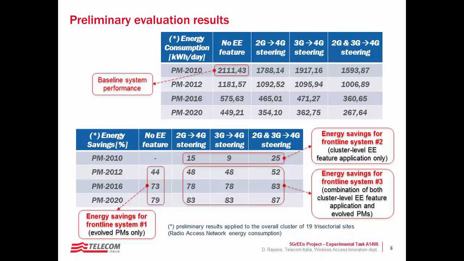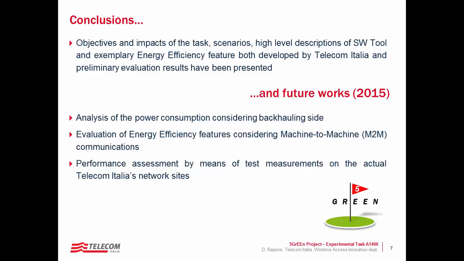In this slide, preliminary evaluation results are shown. In the first table, the energy consumption in kilowatt-hours per day is reported, while in the second table, energy savings for all possible frontline systems with respect to the baseline one can be seen. It is noteworthy that higher energy savings can be achieved by jointly considering energy efficiency feature application and greener power models. So, objectives and impacts of the task, scenarios, a high-level description of the software tool and exemplary energy efficiency feature, both developed by Telecom Italia, and preliminary evaluation results have been presented.